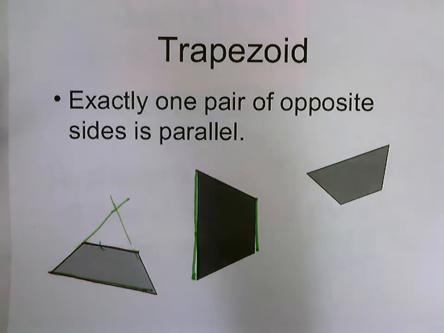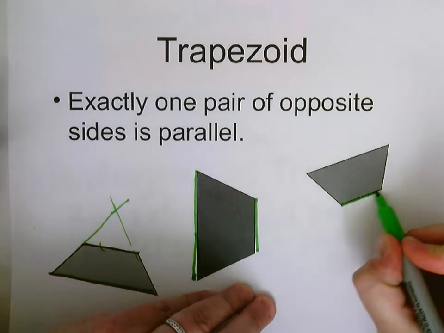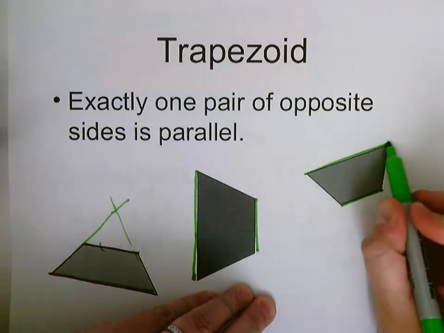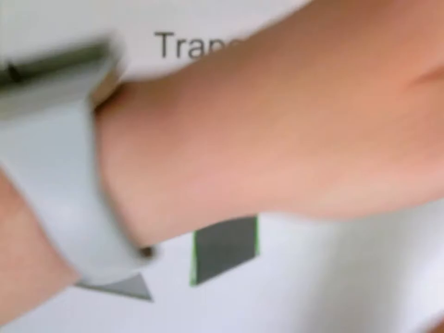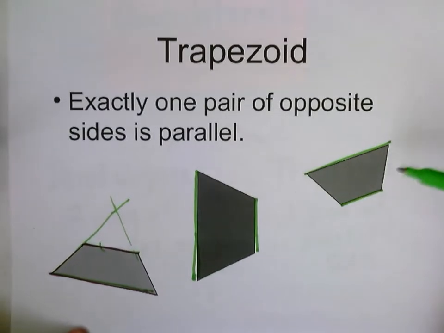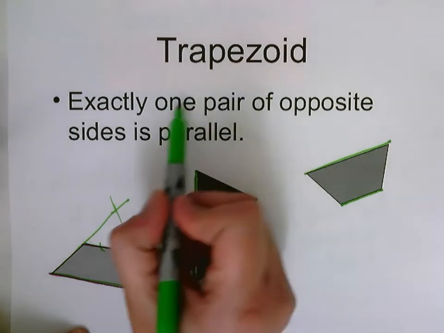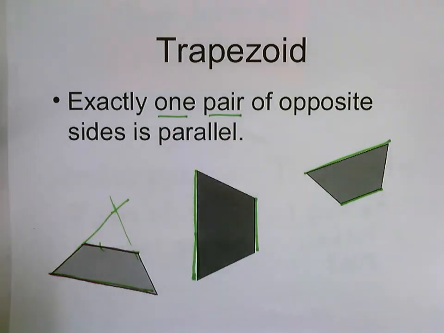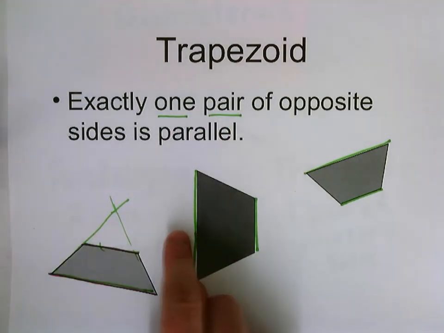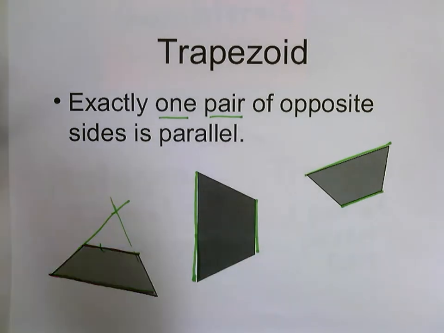And then the same with this one. We have this side and this side are running parallel to each other. They're parallel sides. They're going the same direction, but these two are not. So each of these is a trapezoid. It only has one pair of opposite sides that is parallel.